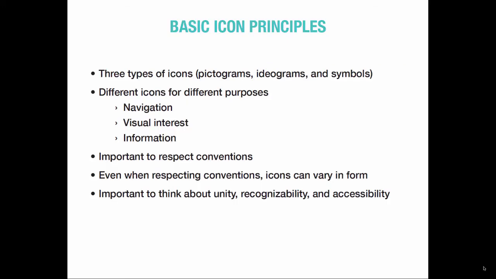In this section, we looked at some key aspects to consider before and during the process of designing icons. We saw three main types of icons: pictograms, ideograms, and symbols, and talked about their use. We also learned about the various purposes behind the use of icons and how that impacts their design. Finally, we learned to recognize variances in forms and talked about the importance of conventions, unity, recognizability, and finally, accessibility.